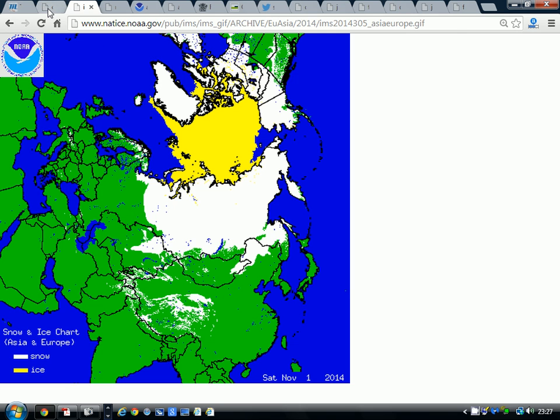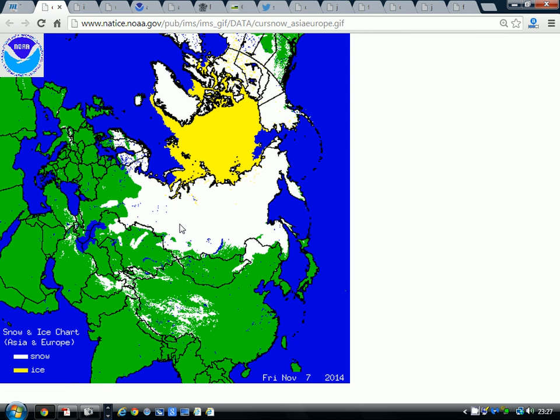But if we go back to the current situation, we have gained more across Russia, but most crucially also we've gained a lot, excuse me, across Scandinavia. So we're doing quite well. Actually in November it's less important really what the snow cover is doing than it is in October. October is the key month for this.